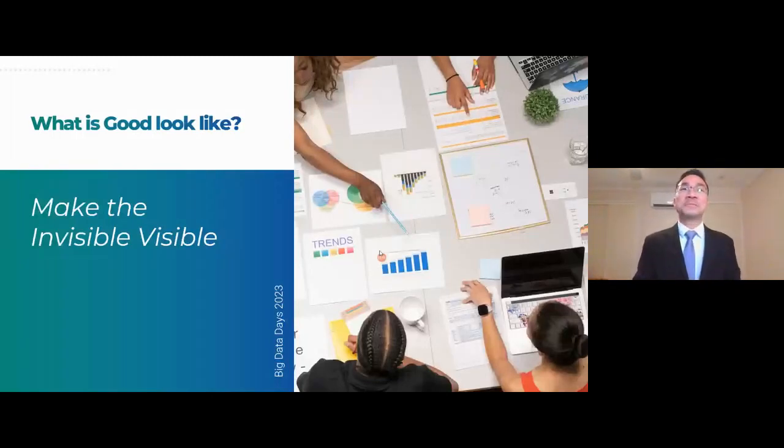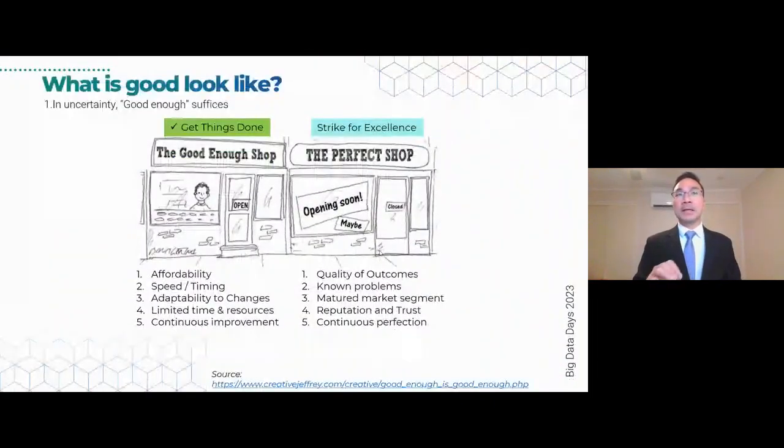Now moving on to the next step, the practical side of this approach. How do we make the invisible visible? What does good look like? In uncertainty, good is enough, suffice. So basically, it's about getting things done rather than perfection. To get things done for your initiative, it is about speed and timing, adaptability to change, limited time and resource, but delivering an outcome that's good enough. And then the promise of how you scale it up through continuous improvement.